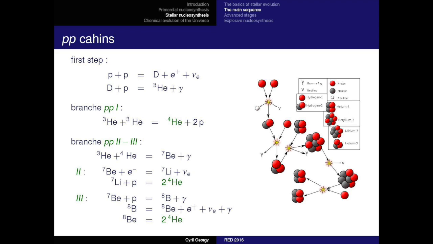So this is illustrated here, where the beryllium-7 emits a neutrino and converts one of its protons to a neutron, making lithium-7, and then lithium-7 plus this proton will merge and release two nuclei of helium-4.